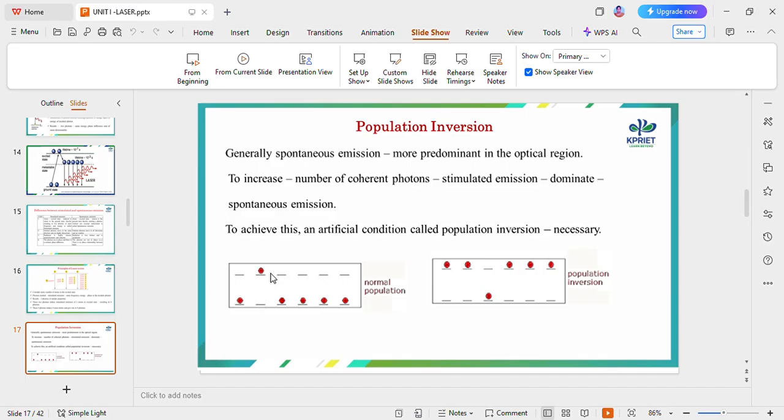In population inversion, the number of atoms in the excited state should be more than the number of atoms in the ground state. Here you can see that in the ground state we have 1 atom, and in the excited state we have 5 atoms. Like that, we have to invert the population of atoms in the structure.